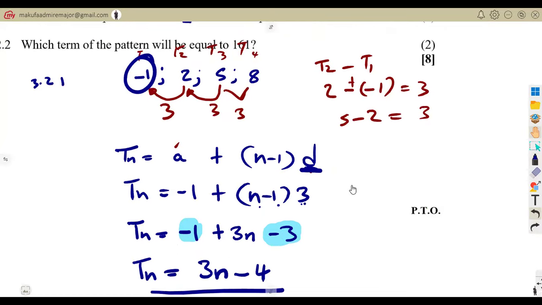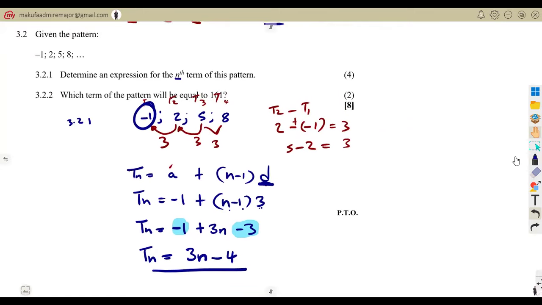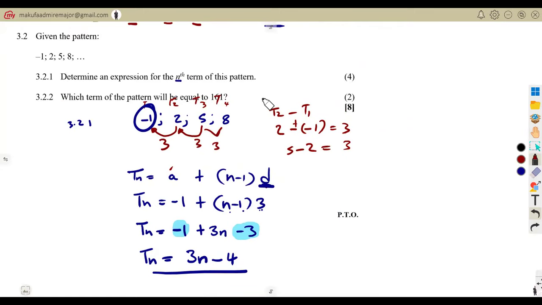So there are so many ways, guys, that you can actually use. You can use your grade 10 concept, your grade 9 concept. Remember, guys, it's up to you. Use the way that you understand; there are so many ways of evaluating them.